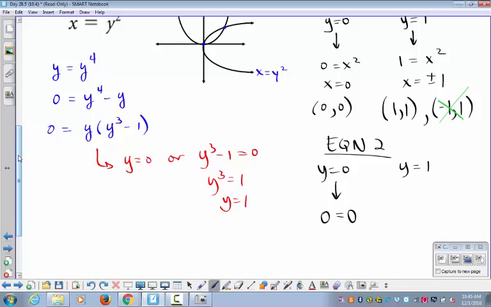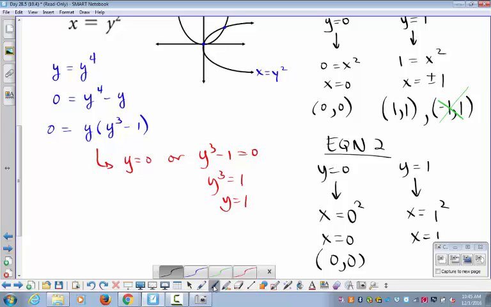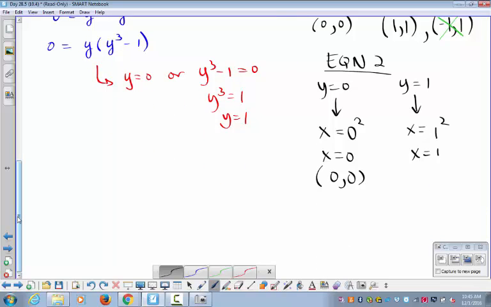Oh, why did I erase the x? I'm trying to find the x. x equals 0 squared, x equals 0. That gives us one ordered pair, 0, 0. Now we plug y in. So we have x equals 1 squared, x equals 1. That gives us one ordered pair.